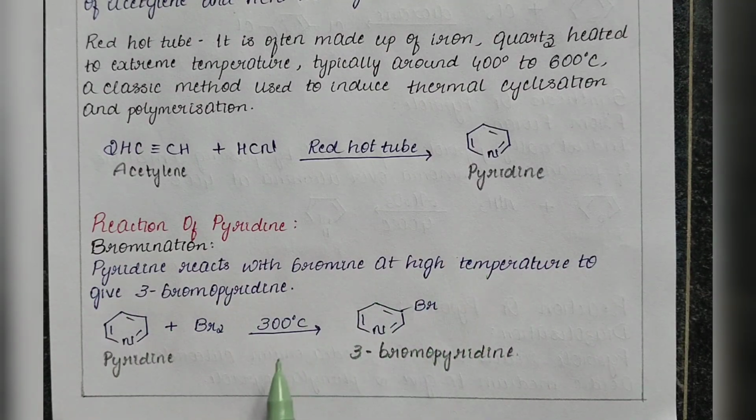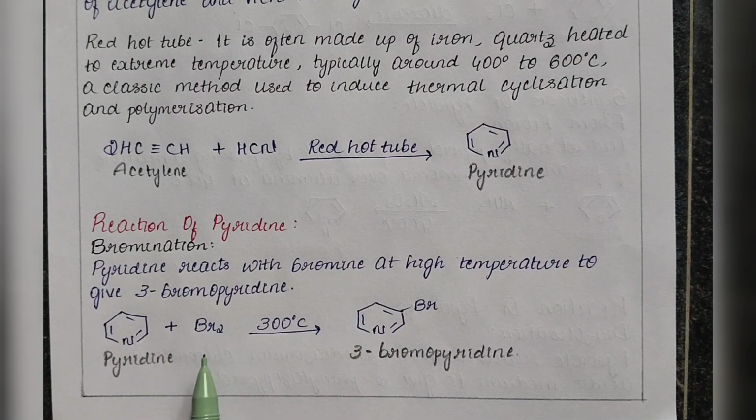So high temperature is required to break the bond of carbon and hydrogen present in the pyridine ring. As they are made in the red hot tube, obviously their melting point and boiling point will be more. So to break the bond of carbon and hydrogen, the temperature used for bromination is also high, that is 300 degrees Celsius. So as the name itself suggests, bromination, and the reaction is given here.